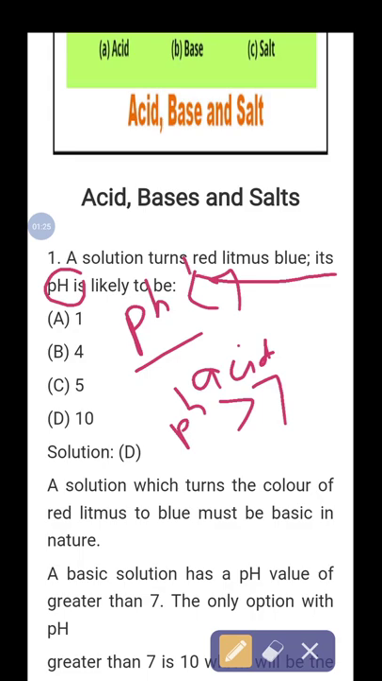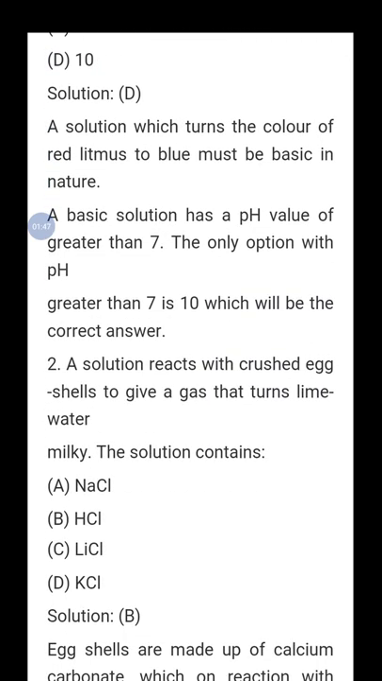Here red litmus turns into blue, which is the property of base, so look at the option which has the pH value greater than 7. No, no, no, yes, hence the answer is 10. Okay, come to the next question.